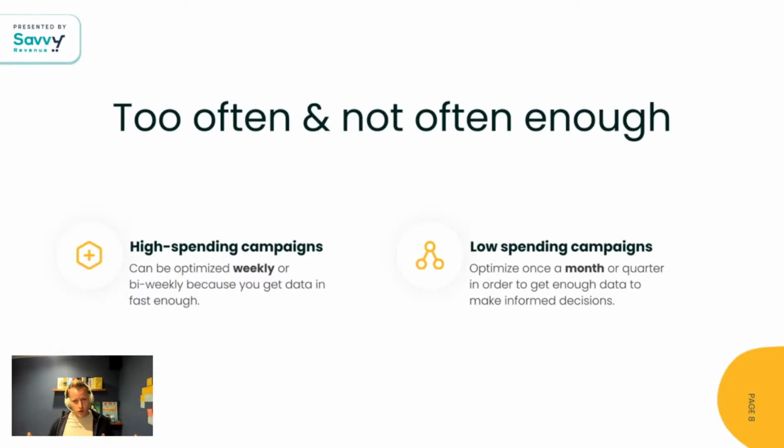Make sure there's enough data for you to optimize on. Don't try to tweak it. It's a little bit different if you're starting a new campaign up, but once you get into the constant optimization of a search campaign, don't try to do it too often. Once a month, once a quarter, be steady.